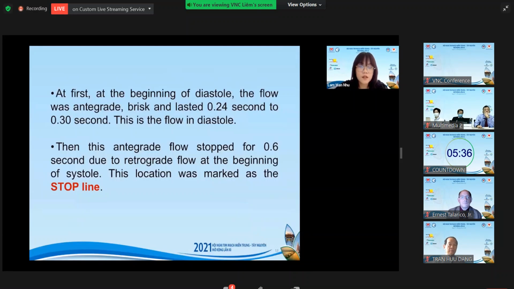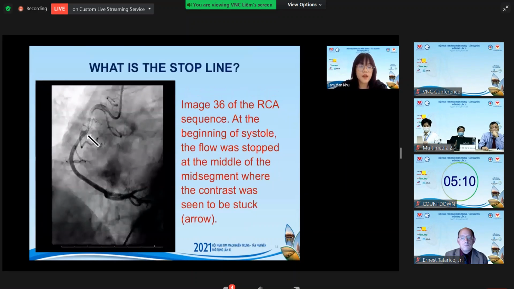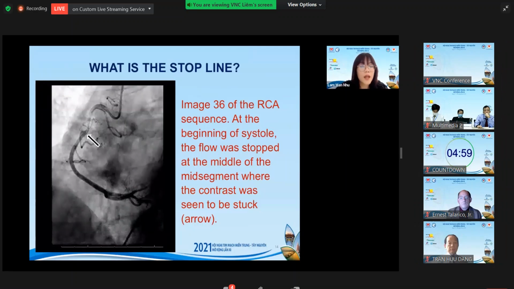In cardiovascular physiology, the flows were antegrade, rapid, and lasted 0.24 seconds to 0.3 seconds at the beginning of diastole. The antegrade flow then stopped for 0.6 seconds due to retrograde flow at the beginning of systole. This was identified at the stop line. So again, the stop line marked the location of the most turbulent flow resulting from a collision between the antegrade flow of systole and the retrograde flow of diastole.